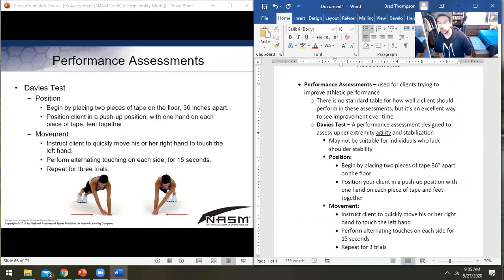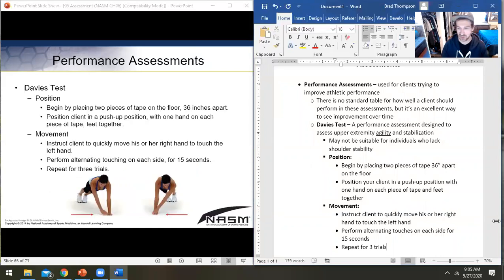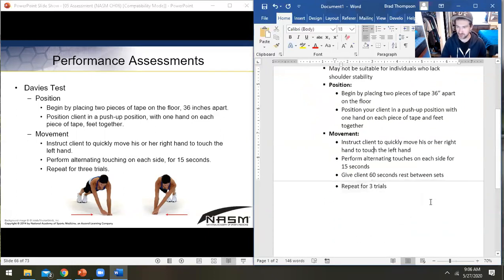Anyway, you're going to perform alternating touches. You're going to do as many as you can in 15 seconds. And then what you want to do, and it doesn't say it here, but you also want to give your client 60 seconds rest in between each set. So actually, I'm going to put that down here. Give client 60 seconds rest between sets. And then you'll repeat for a total of 3 trials.